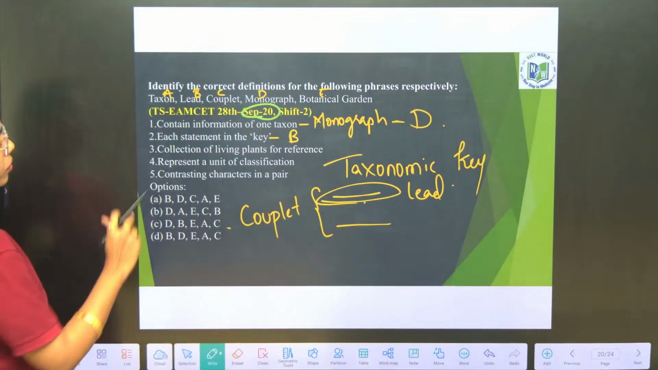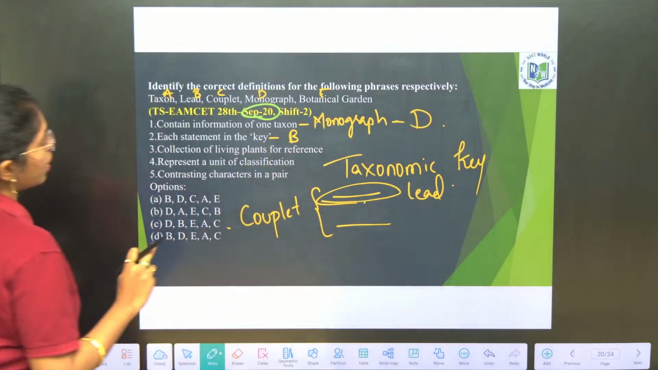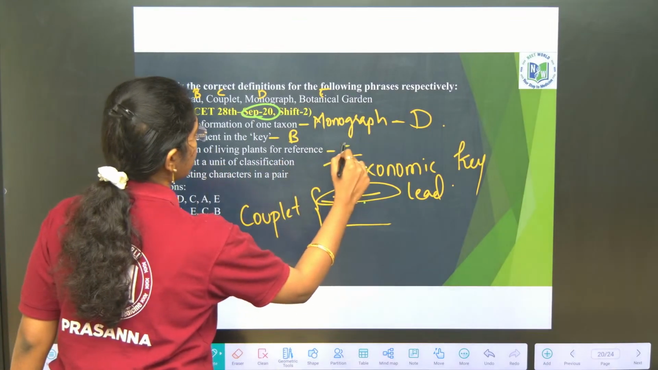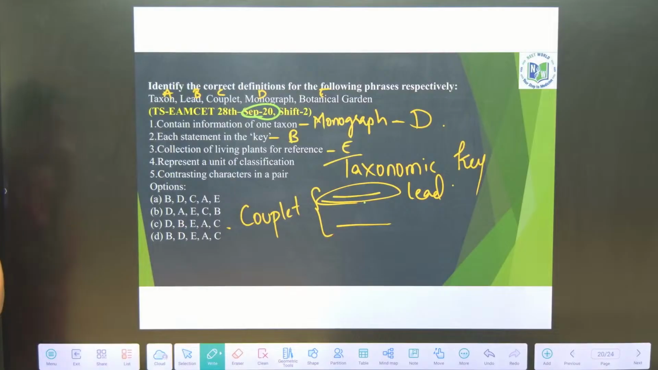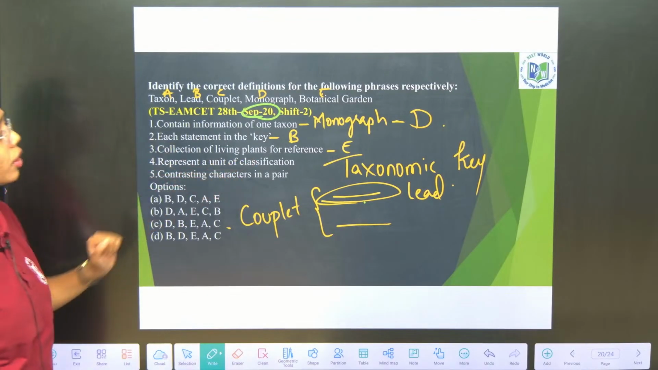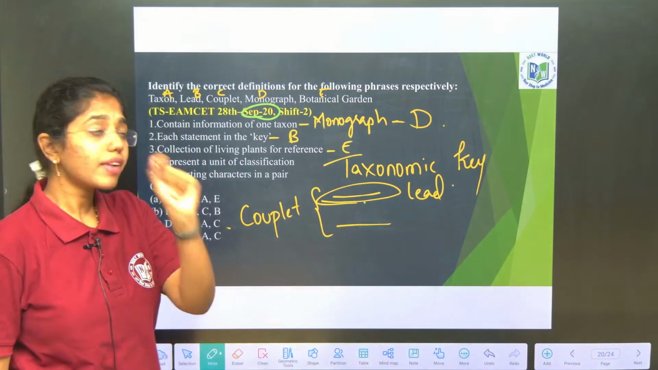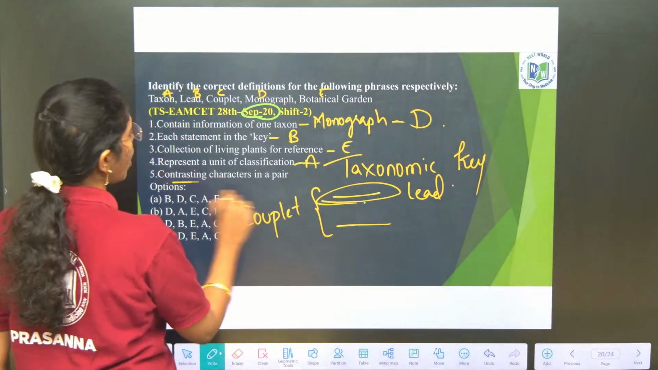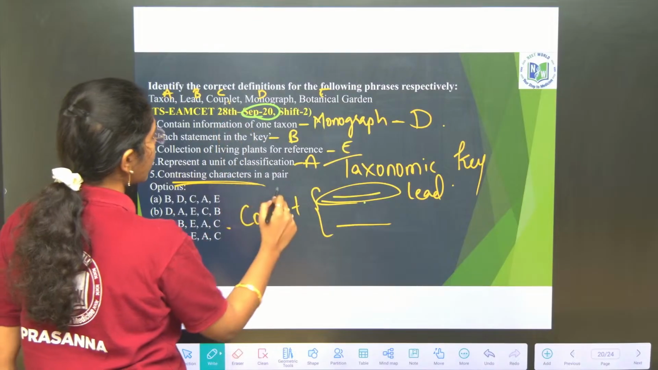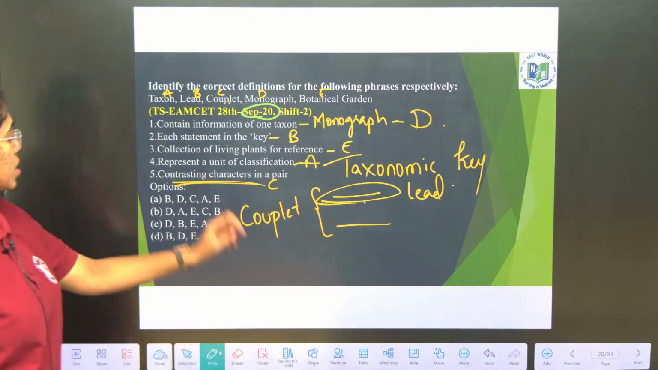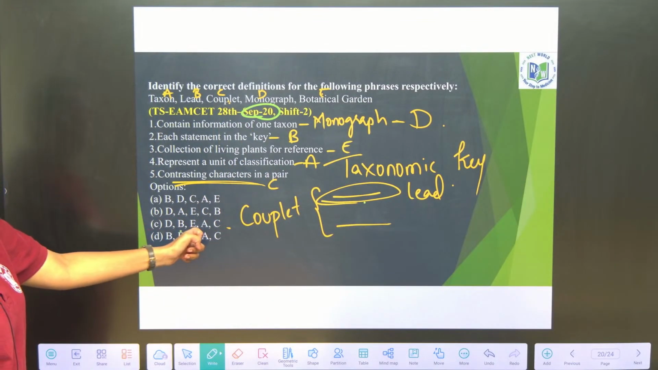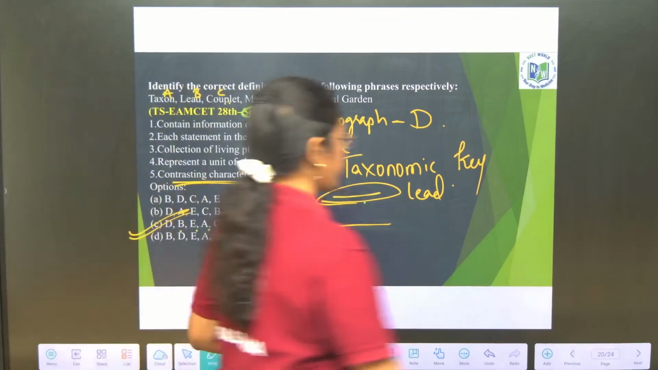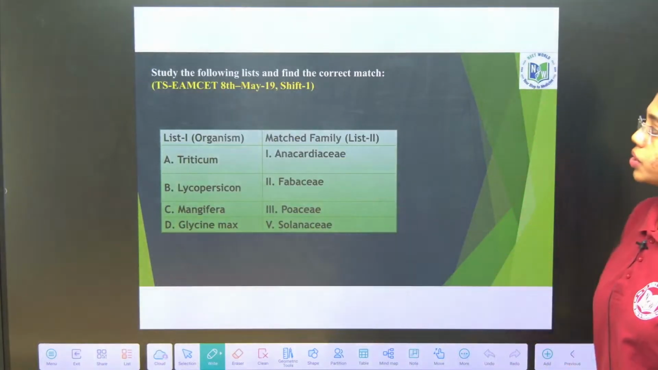Each statement is called a lead. Collection of living plants for reference is a botanical garden, that is E. Represents unit of classification: taxon, which is A. Contrasting characters in pair is a couplet, that is C. So it is D, B, E, A and C, which is option C, right? Next question.